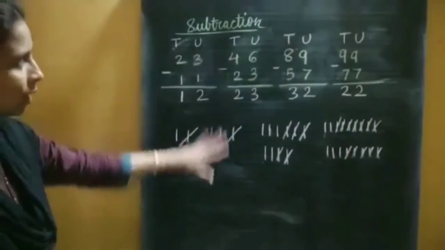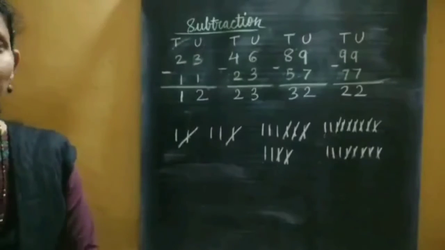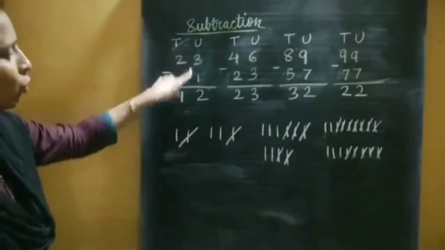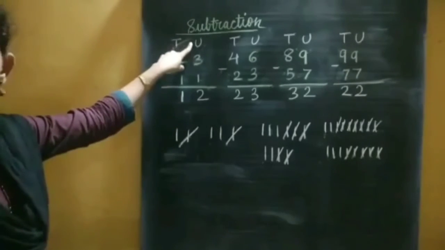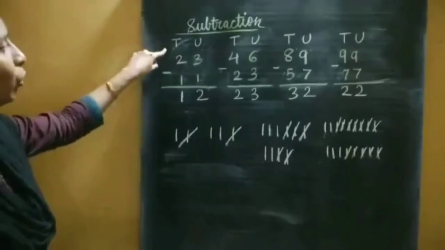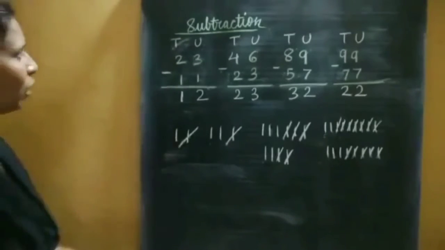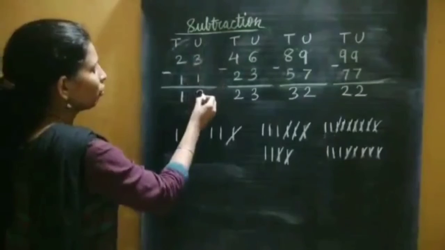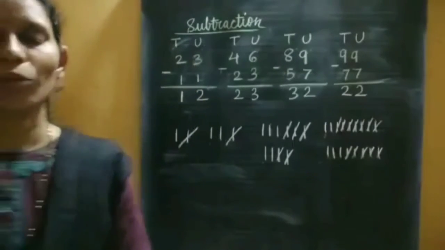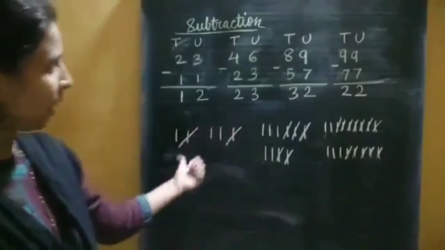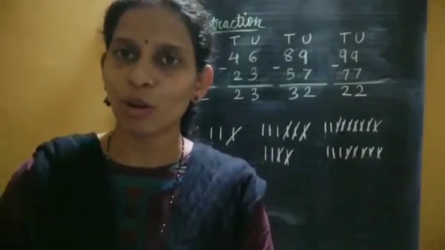So students, in this way we have to subtract two digit numbers. Just remember, first we have to do subtraction of digits at the unit place, and then we have to do subtraction of digits at the tens place. So units from units and tens from tens. In this way we have to solve subtraction. Okay students, did you understand how to solve?